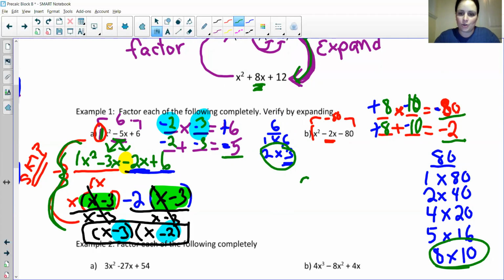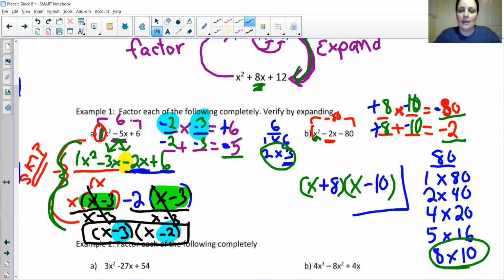No. I'm going to draw my factor brackets. I'm dealing with the variable x, so one x goes in this bracket, the other x goes in this bracket. Then all I have to do is fill in those lovely magic numbers I found. One was +8, so it's going to be +8 in one bracket. And the other one was a -10, so it's going to be -10 in the other bracket. And there I go, I've factored it out.